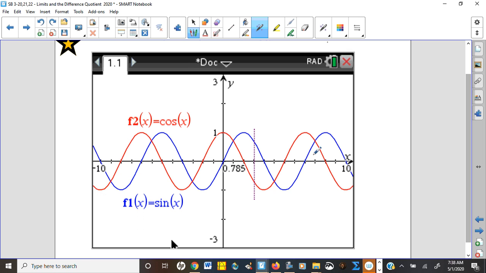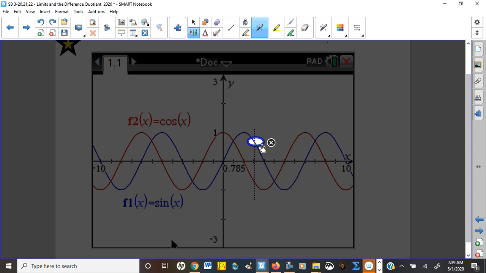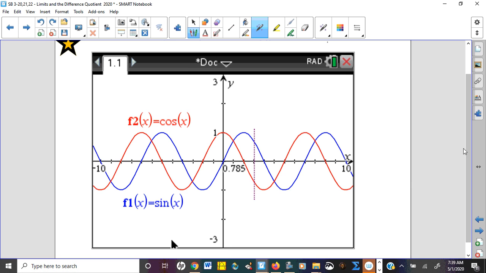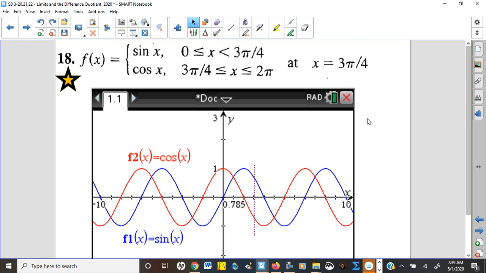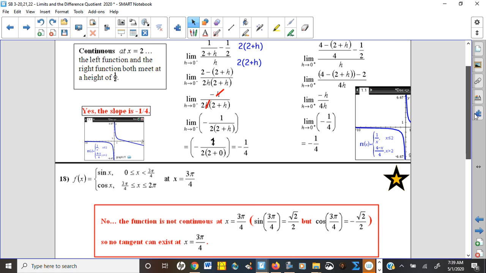Luckily, at 3 pi over 4, you didn't have to worry about it because look, these functions are not continuous at that point, right? These functions don't meet at that point. So you didn't have to end up worrying about that aspect of it. That's the first thing that you have to check, is that there's continuity with your graph.